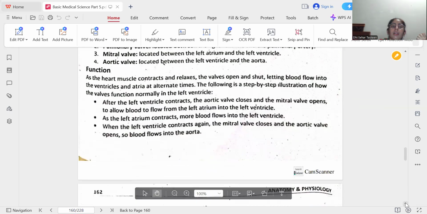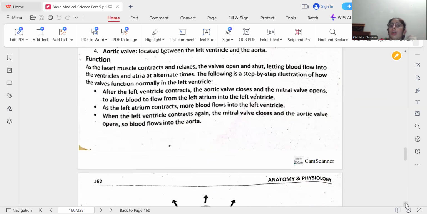Function. As the heart muscle contracts and relaxes, the valves open and shut, letting blood flow into the ventricles and atria at alternate times. The following is a step-by-step illustration of how the valve functions normally in the left ventricle. After the left ventricle contracts, the aortic valve closes and the mitral valve opens to allow blood to flow from the left atrium to the left ventricle.